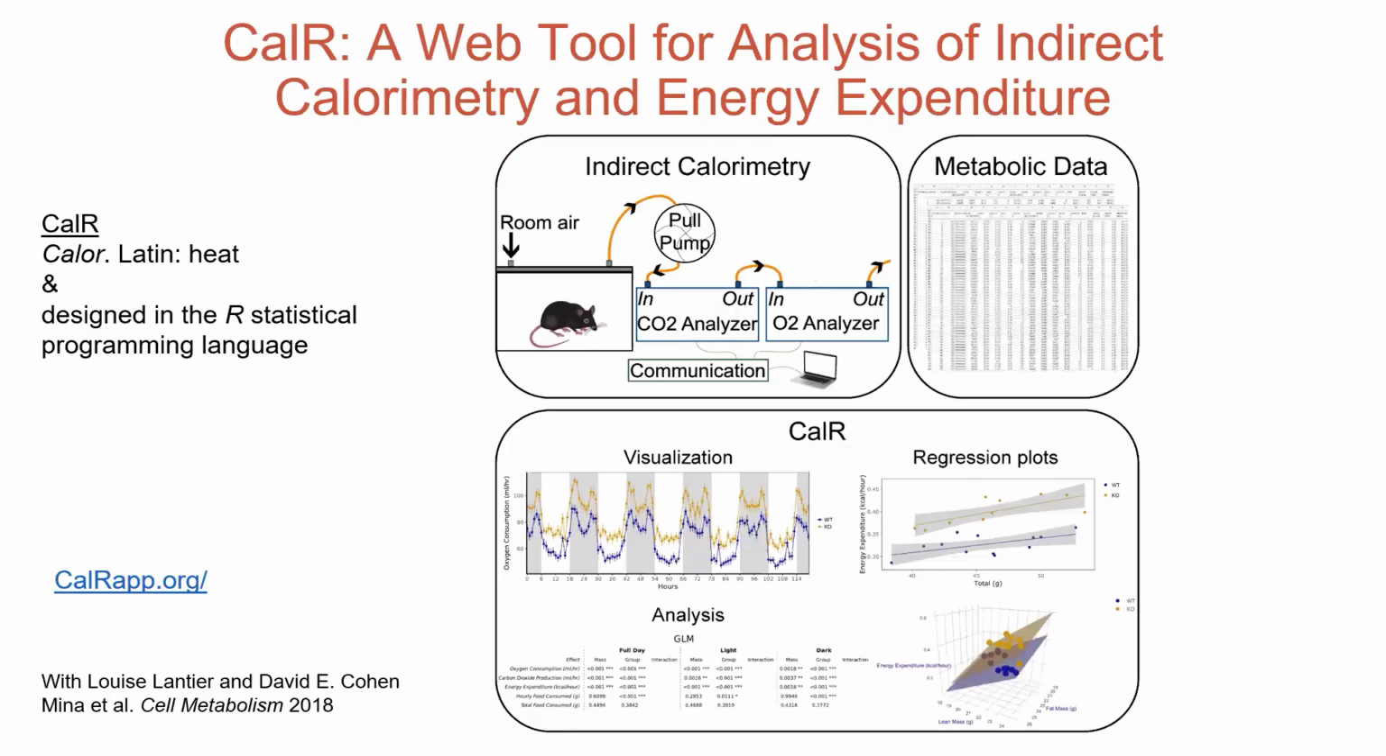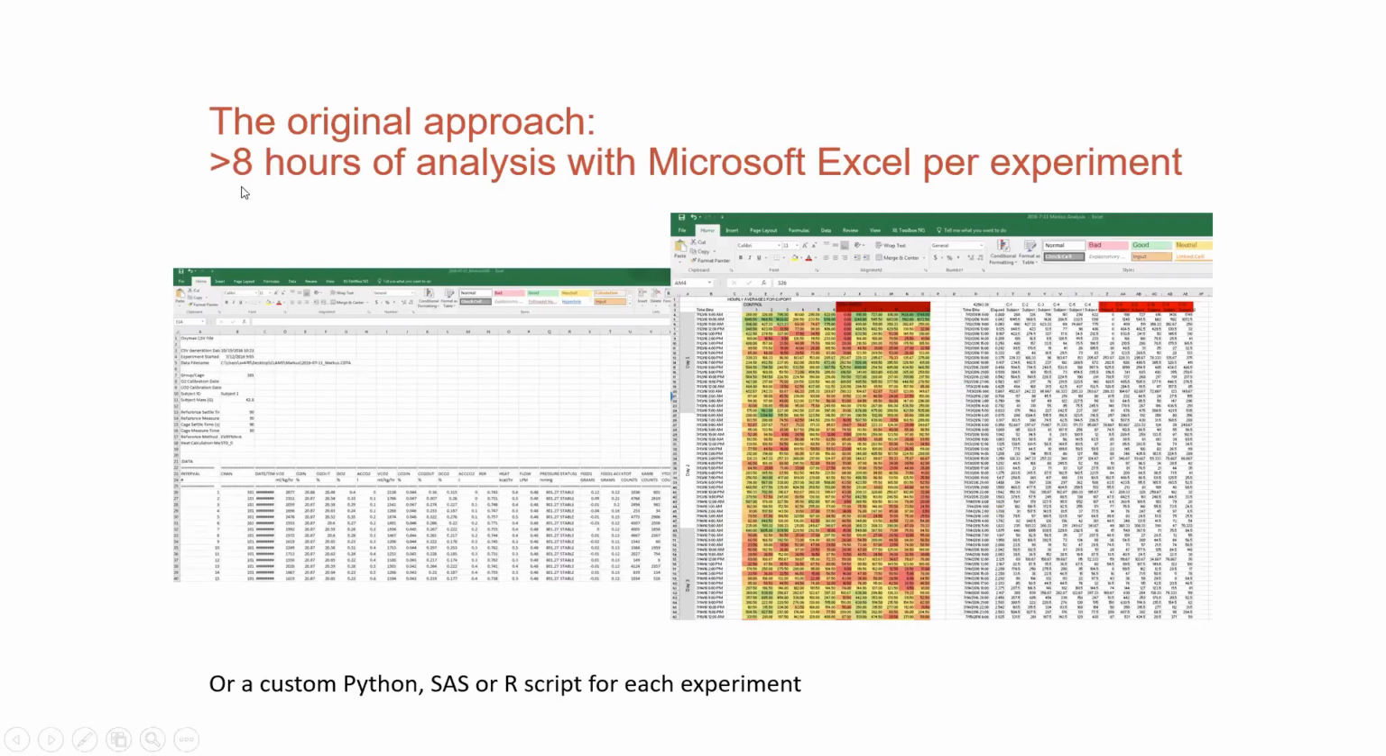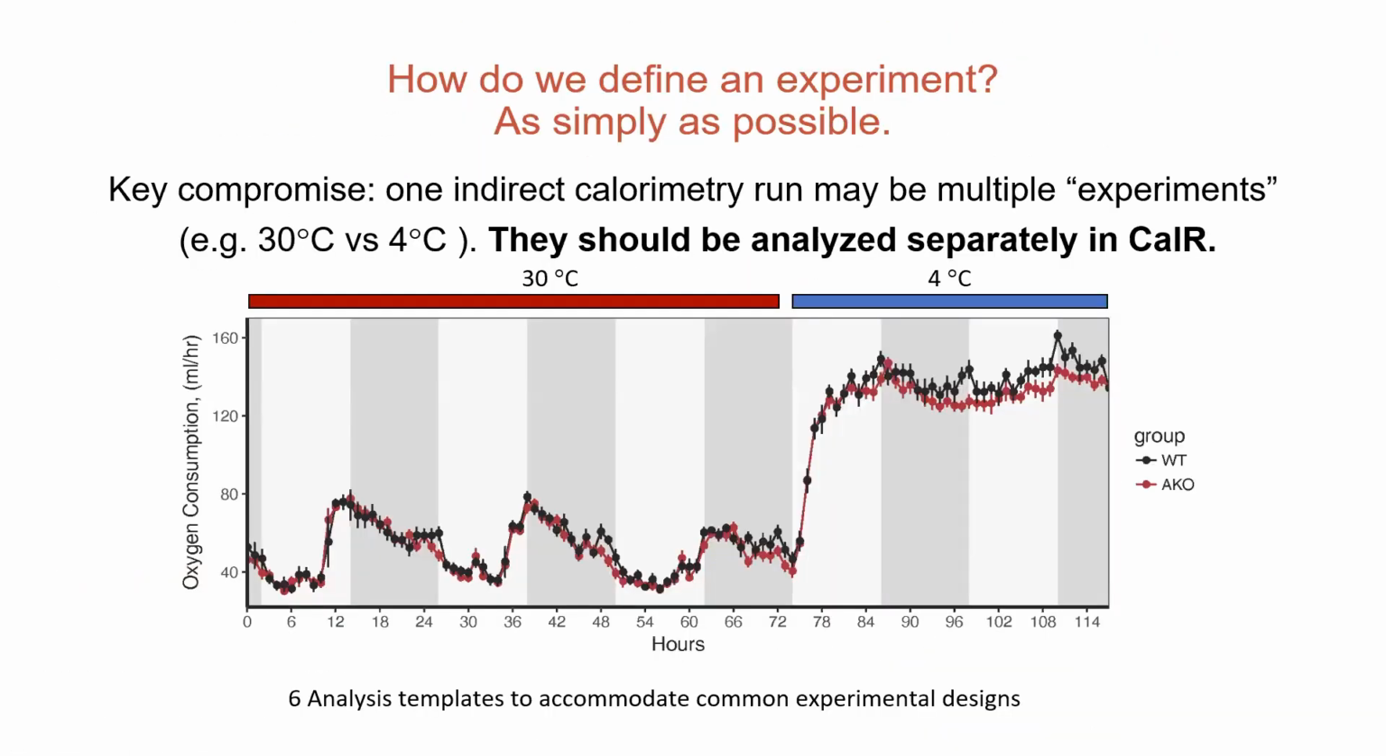Together with David Cohen at the Brigham and Women's Hospital, now at Cornell, and Louise Lantier at Vanderbilt, we designed and wrote CalR, which allows you to very simply, and I'll show you an example today, take the indirect calorimetry data, get these raw data files, and read in these raw data files without doing anything to them. You can visualize your data, plot them very quickly, get your analysis by ANOVA, ANCOVA, or GLM, and then get these plots and have your answer. So what really used to take us about 8 hours can now be done in less than 10 minutes, pretty reproducibly. So let me show you some of the features of CalR that go into making it.